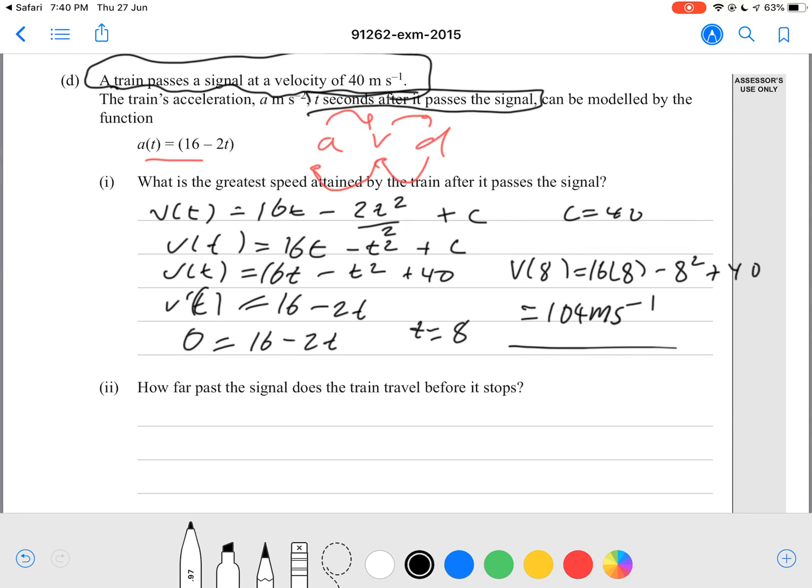Okay, so the greatest speed attained by the train is 104 meters per second. Getting 104 meters per second right here will get you a merit grade. To get your achieved grade, you're looking at solving for t equals 8 seconds. Boom. t equals 8 seconds, that'll get you an achieved.